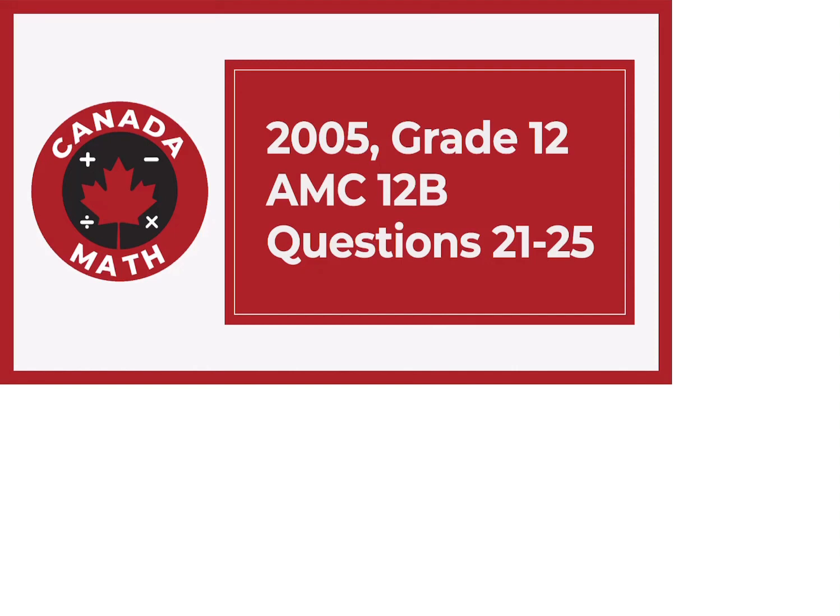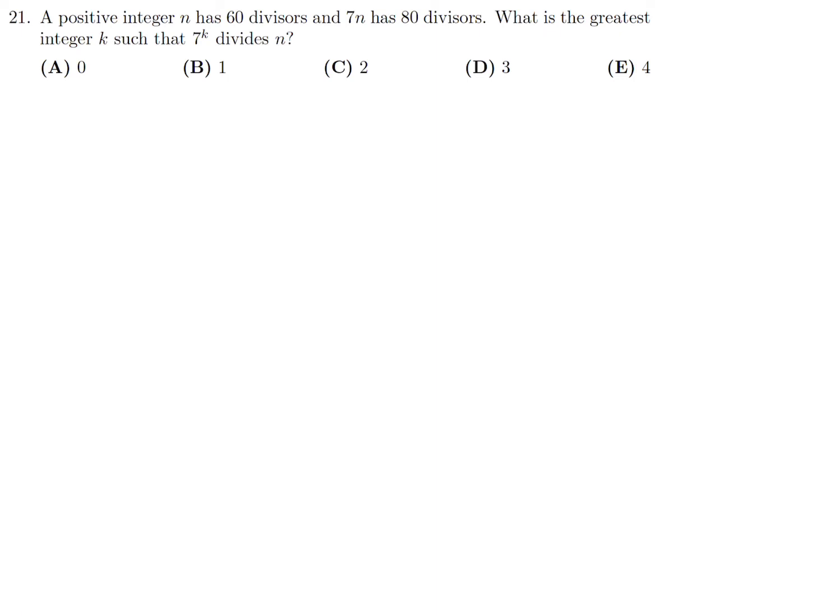Questions 21 through 25 on the 2005 Grade 12 AMC 12B. A positive integer n has 60 divisors and 7n has 80 divisors. What's the greatest integer k such that 7 to the power of k divides n?